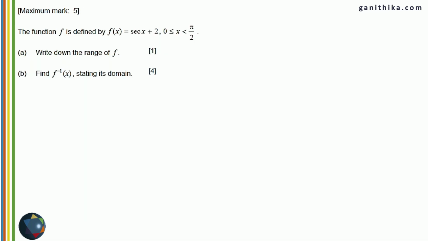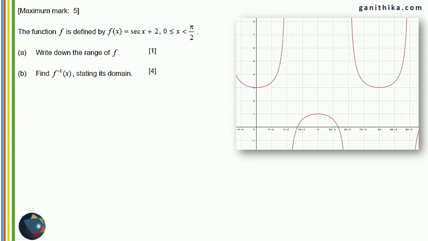F of x is secant x plus 2. It is a vertical translation of secant x, but the domain is 0 to pi by 2. So let's first draw the secant x plus 2 function. This is the secant x plus 2 function as an overall function, but we only need the function between 0 and pi by 2. So this is the part that we need.